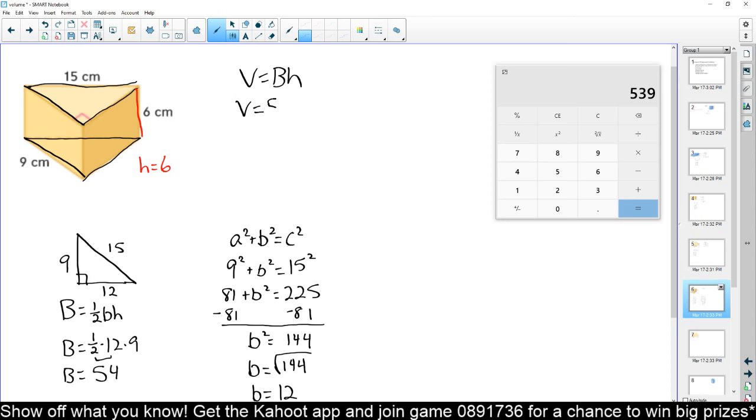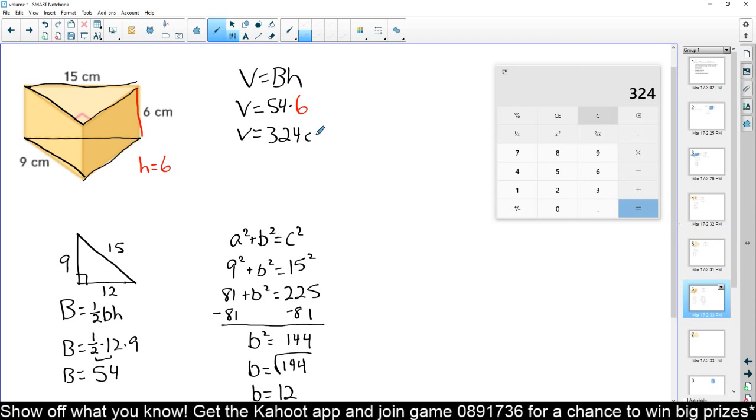So V equals 54 times, you said the height was 6. So then we just have to multiply these together. Just so I don't make a mistake, let's use the calculator. 54 times 6 is 324.